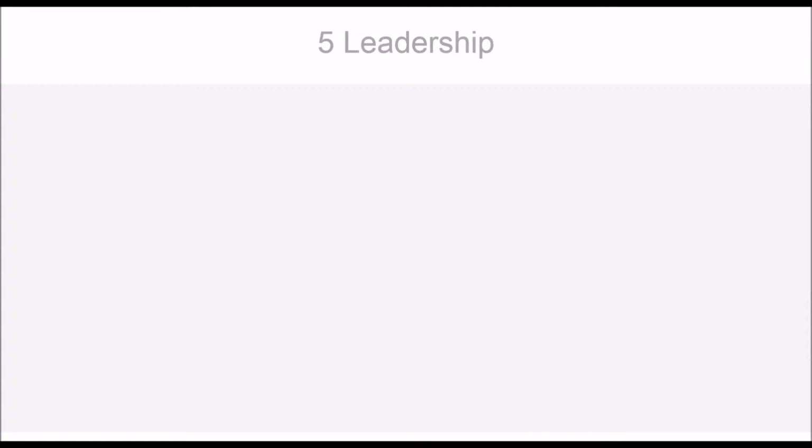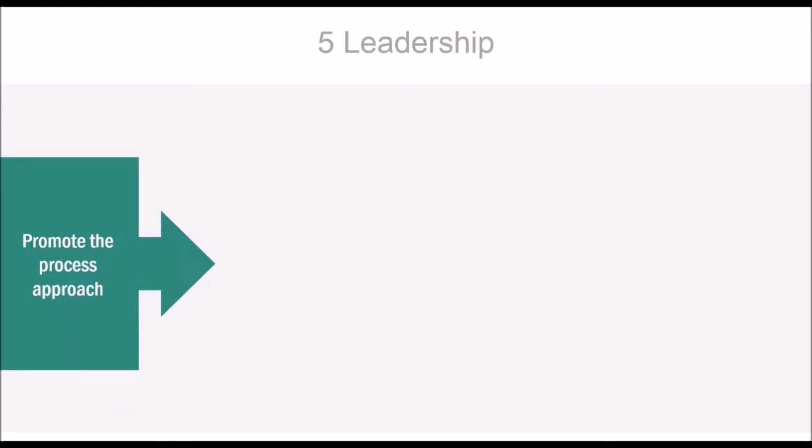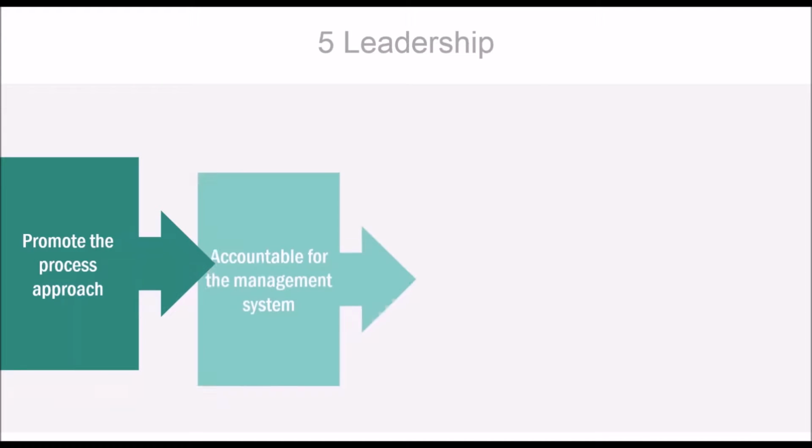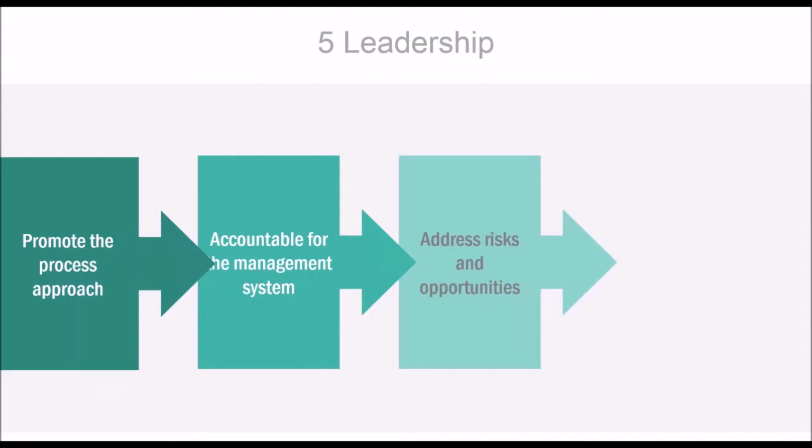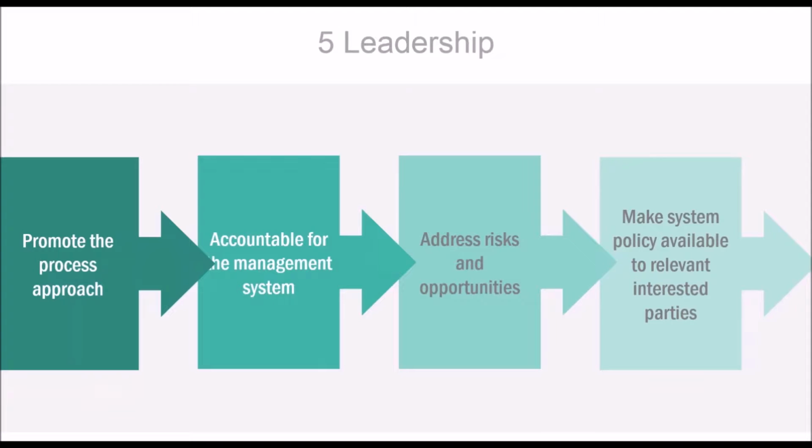So let me give you a few examples of the new requirements for top management. Top management will need to promote the process approach and take accountability for the management system. It will be top management's job to address the risks and opportunities that can affect it. They will need to make the system policy available to all relevant interested parties, and as we noted above, there could be a lot more parties involved in the future.